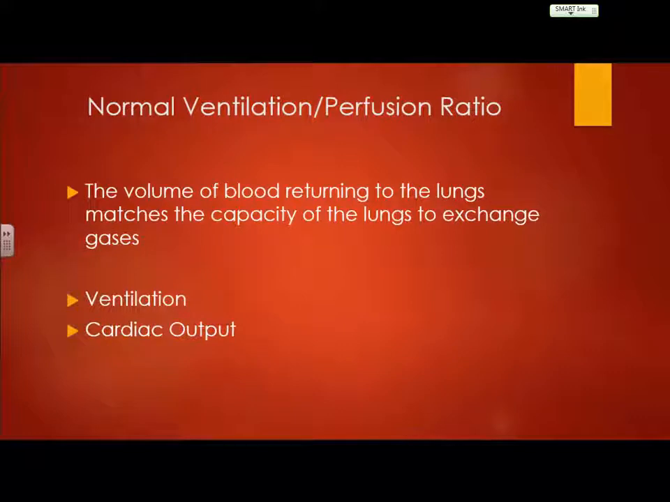In order for you to have good perfusion, your VQ match must be very close. The volume of blood returning to the lungs matches the capacity of the lungs to exchange gases. What are a couple of things that do affect perfusion and the ratio there? Well, obviously ventilation. If you clog up or if you've got a kink or a plug in the plumbing, what's going to happen? You're not going to have ventilation, right? What about cardiac output? You know, cardiac output, that's my big thing there. Well, how would that affect it? It has to move enough blood through the lungs that it appropriately exchanges the gas.